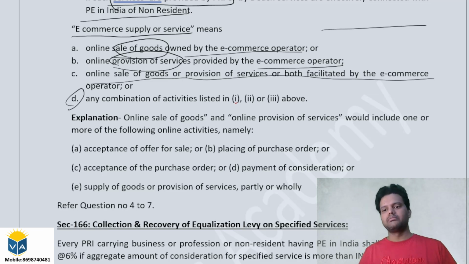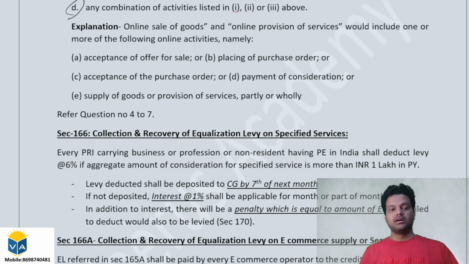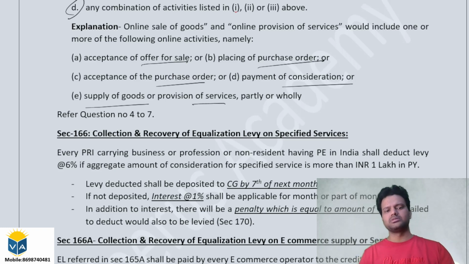Not that important from the examination point of view, just for your understanding. Explanation: online sale of goods or provision of services would include one or more of the following online services, namely acceptance of offer for sale, placing a purchase order, acceptance of purchase order, payment of consideration, supply of goods, provision of services. You can go through this on your own, this online sale of goods and provision of services, not that important from the examination point of view.